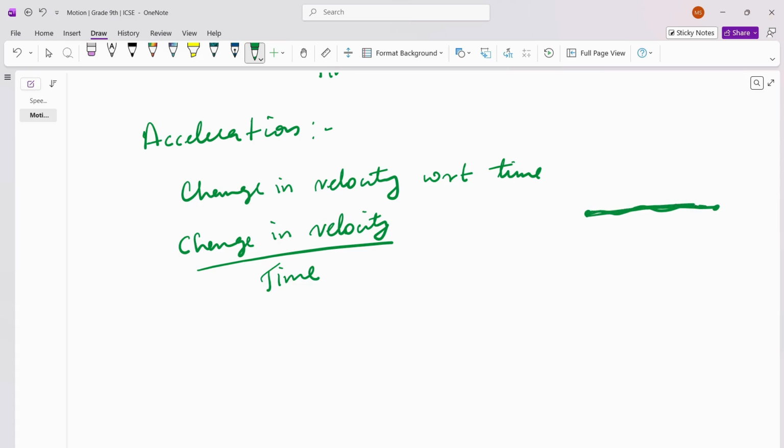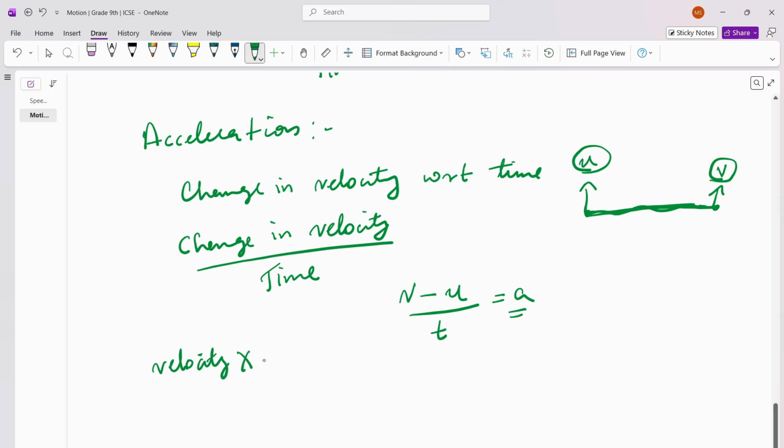So an object can have varying velocities, right? But what do we consider mostly? We consider the initial velocity, usually denoted by u, and the final velocity, usually denoted by v. And how do we calculate acceleration? We find the difference in the initial and final, right? So final velocity minus initial velocity divided by time is acceleration. Okay, so if velocity changes, acceleration exists. If velocity does not change, then acceleration is 0.